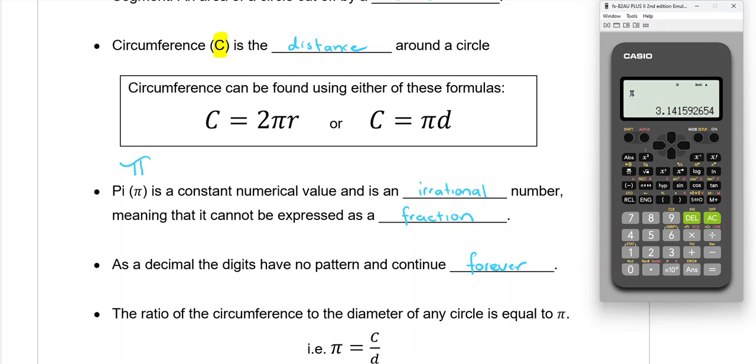But as we've said, that number, which there is no pattern to, would continue forever. There is no end to the number. It cannot be written as a fraction, which is why we call it irrational.